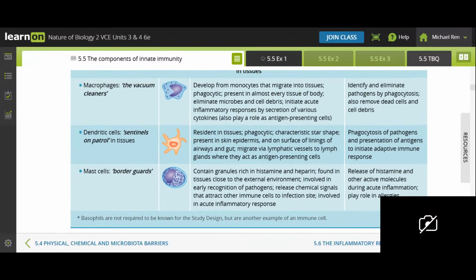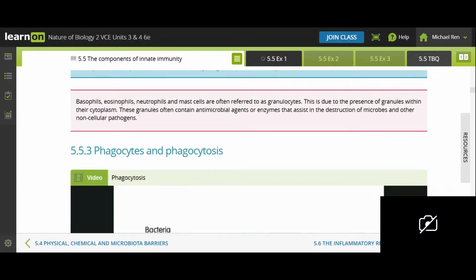Yeah, mast cells, they're cells which antibodies would bind to, and these antibodies, which can detect the antigen, would activate the mast cell if the antigen binds to them, and the mast cell would just release histamines. Simple as that.